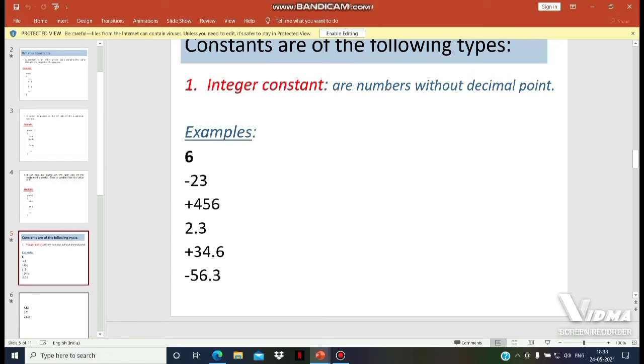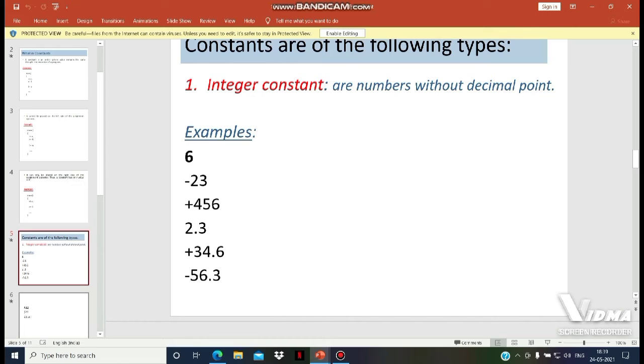Now we'll see some examples. 6 is a number without any decimal point. It's an integer. Minus 23. I have said that it may be preceded with minus or plus, so it is an integer constant. 23 is also an integer constant because it does not have any decimal point. Plus 456 is also an integer constant without a decimal point. 2.3 has a decimal point here. The point is a decimal point. So it is not an integer constant. What is an integer constant? Numbers without a decimal point are called integer constants.